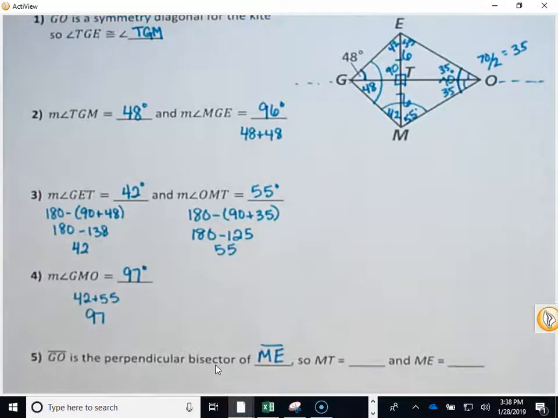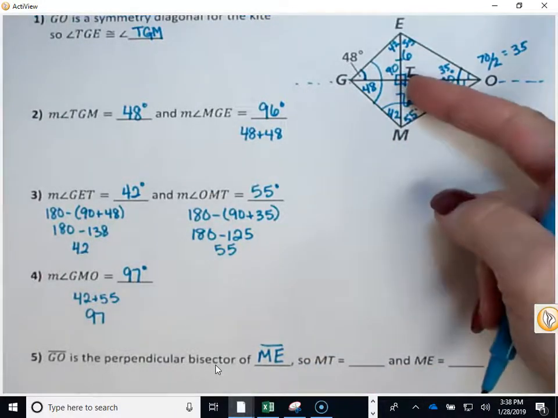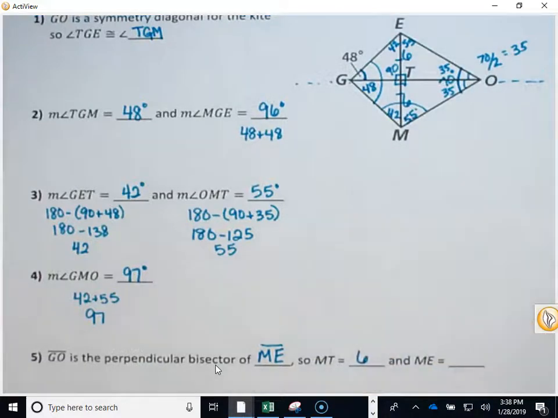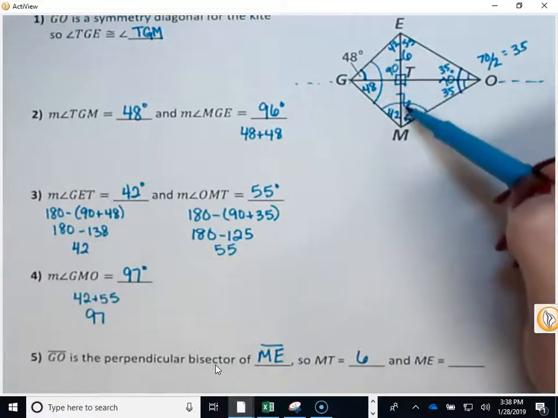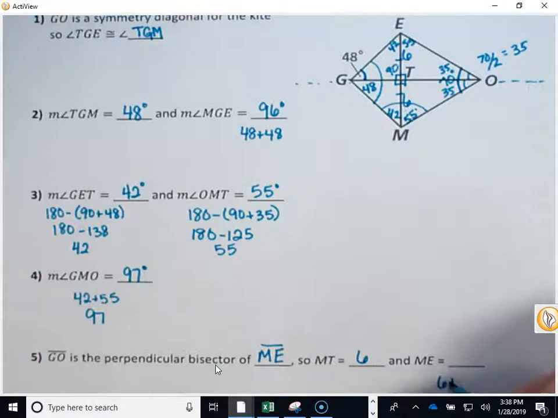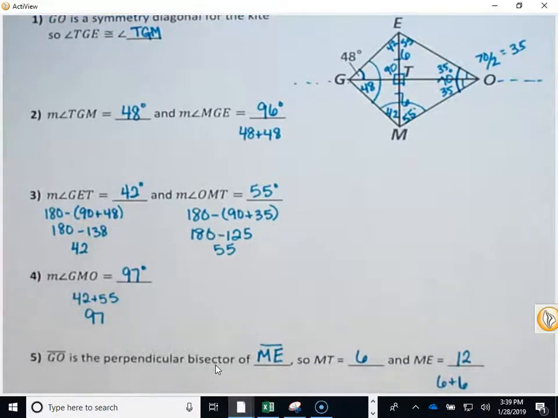And so they're asking, well, what's the distance from M to T? Remember, if there's no line above the MT, that means they're asking for the distance. So we already had labeled it right from the jump that the distance from M to T was 6. And the distance from M to E would be both of these added together because it's that whole distance. So 6 plus 6, which gives me 12. Okay. So that's everything we're going to cover as far as kites. Next, we're going to move on to rhombuses.